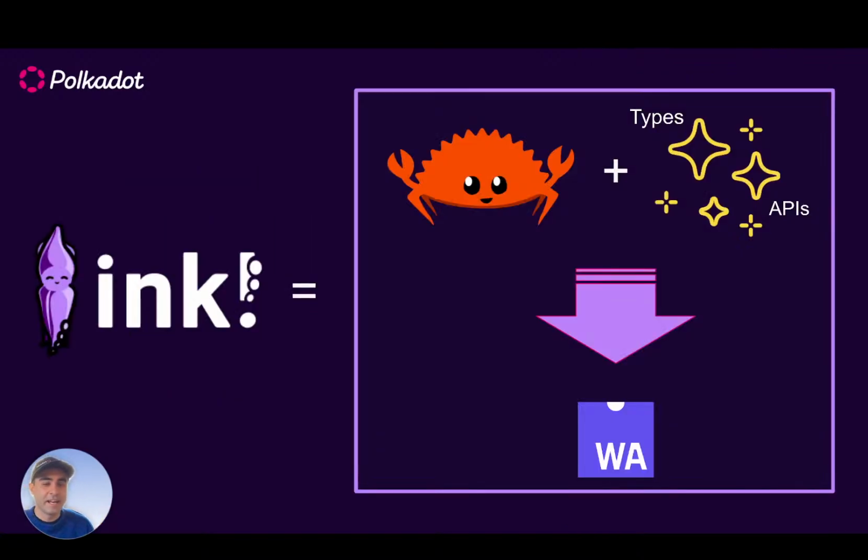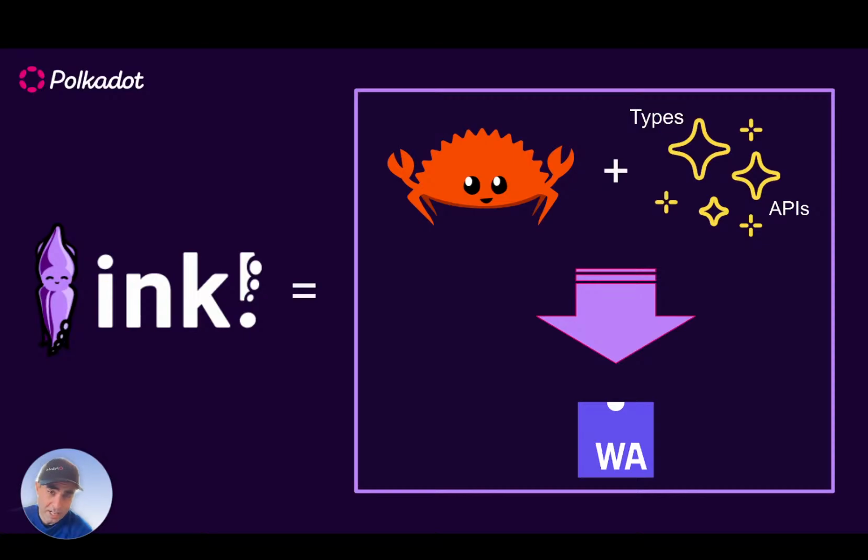So at the end of the day, I like to show a picture. What is Ink? Ink is Rust. Plus, it's got some macro magic. And it's got some types and some APIs. And all of that will compile down to WebAssembly, which is what you upload to the blockchain, right?